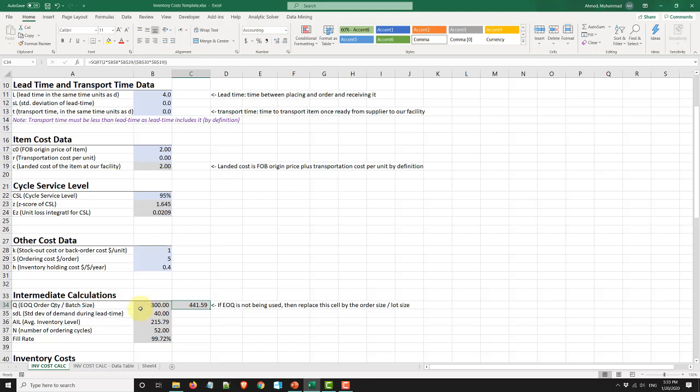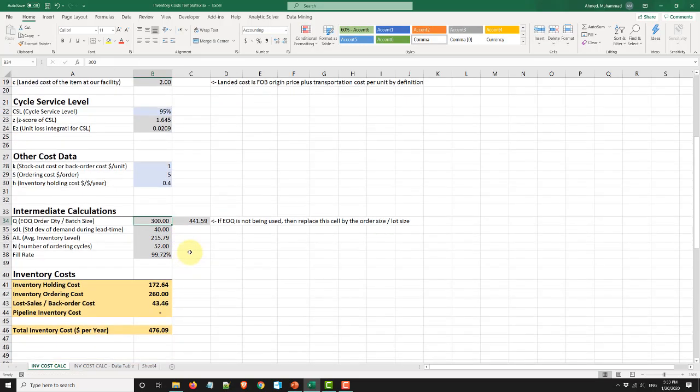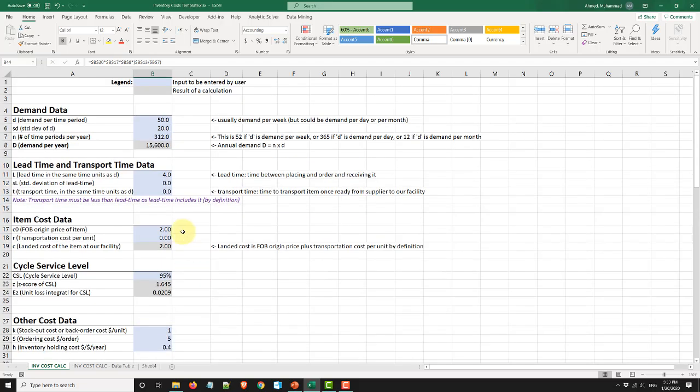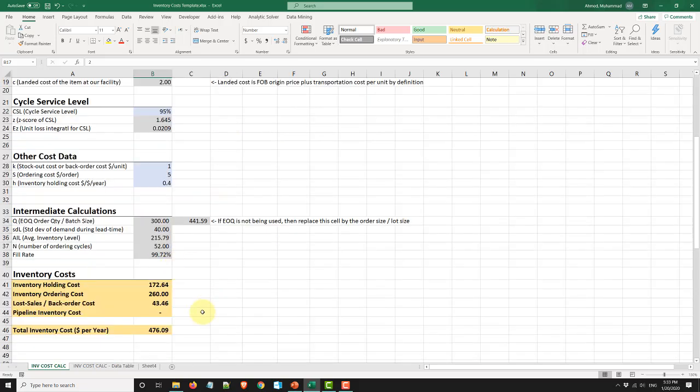By default, the formula is inside. You can always copy paste this back to replace everything, or you can just type the batch size that is given in the question. So, given the values we provided, inventory holding costs are $172.64, inventory ordering costs are $260, lost sales back order costs are $43.46. There is no pipeline inventory cost because the supplier takes care of the transportation as long as we pay the supplier $2 a piece, and these are our total inventory costs per year.